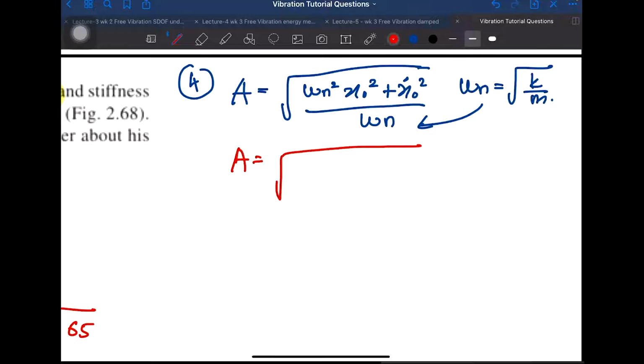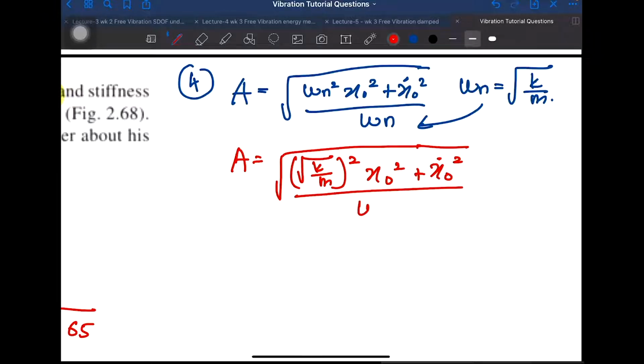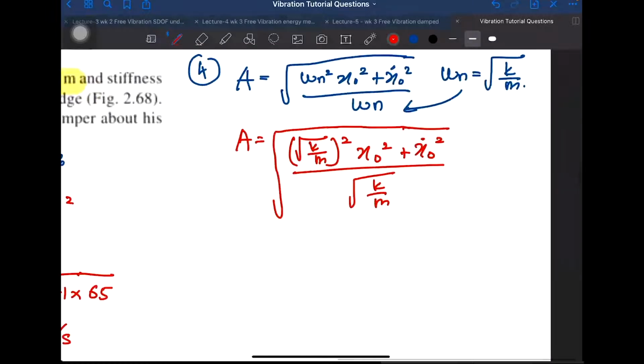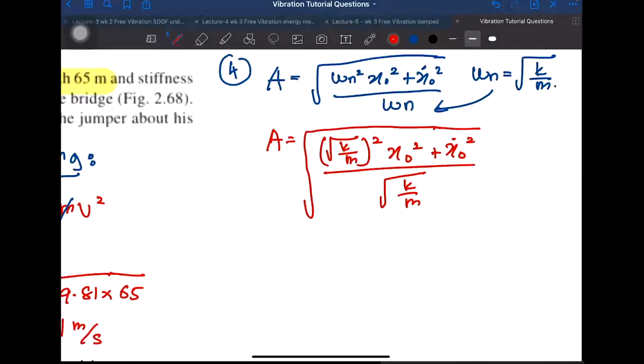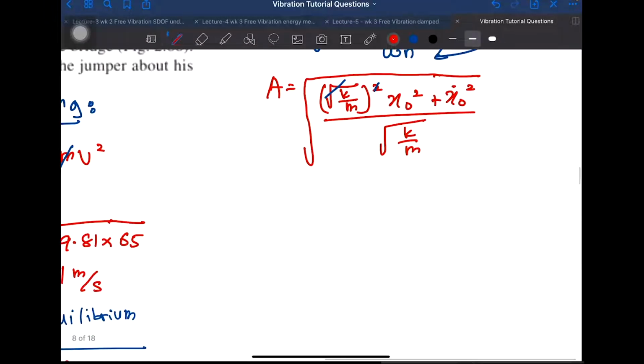So omega n is equal to the square root of k over m. All right, so omega n over, right, this is our A. So you can further solve this. And in the end, you'll get the simplified version for A naught.